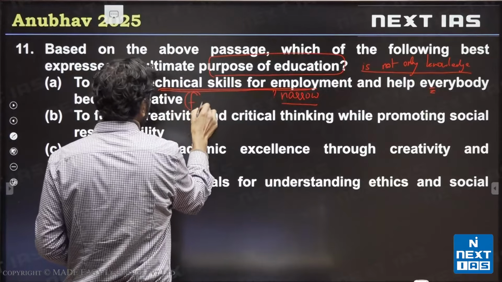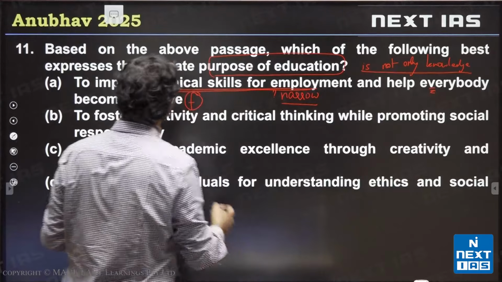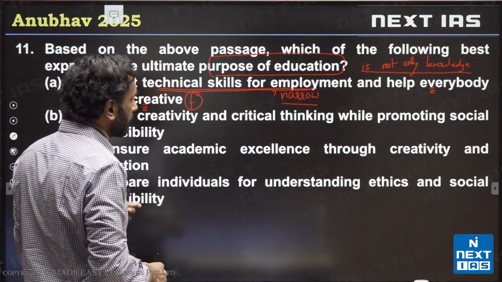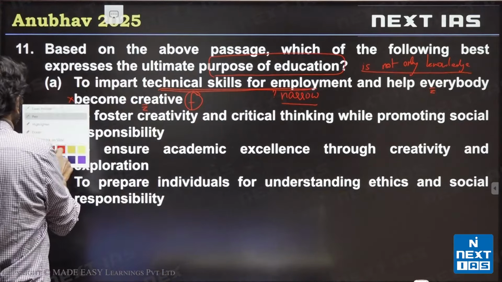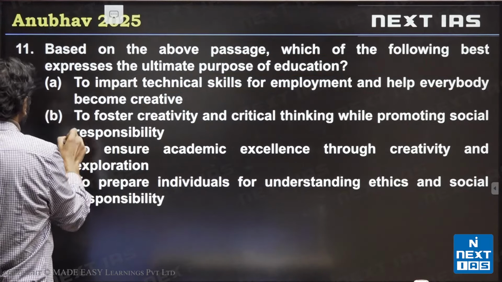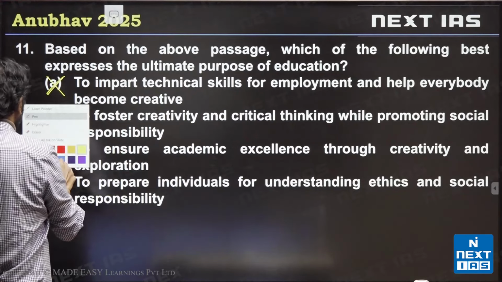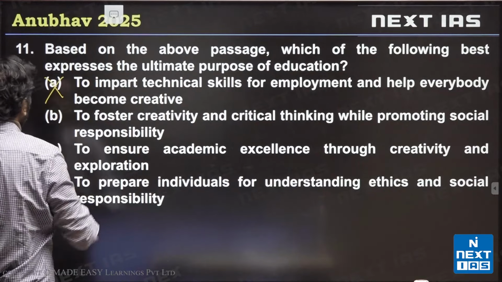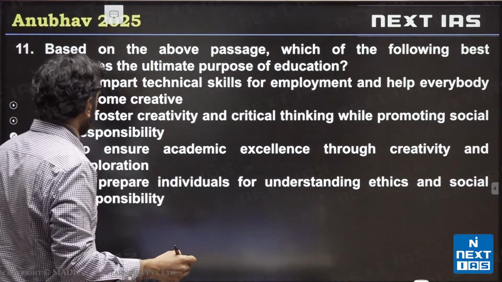This sounds like a factual error, right? This is not the ideal representation of what would be the purpose of education, everyone becoming creative. So this would be invalid. So let's say A is invalid. B says to foster creativity and critical thinking while promoting social responsibility.